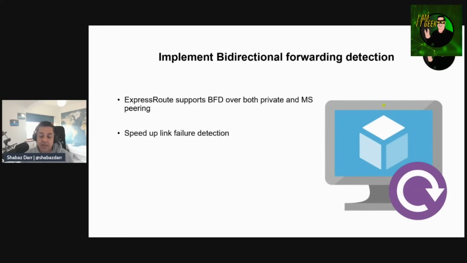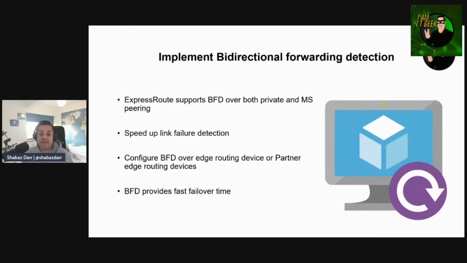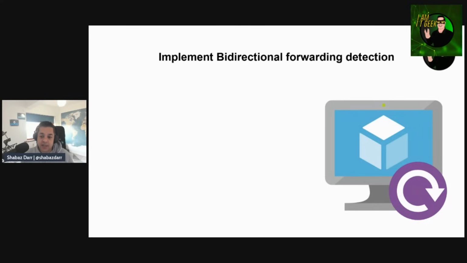You can configure ExpressRoute over your edge routing devices or your partner edge routing devices as well. Finally, BFD provides faster failover time when a link failure is detected, but the overall connection convergence will still take up to a minute for failover between the ExpressRoute virtual network gateway and the Microsoft Enterprise Edge, or the MSEE.